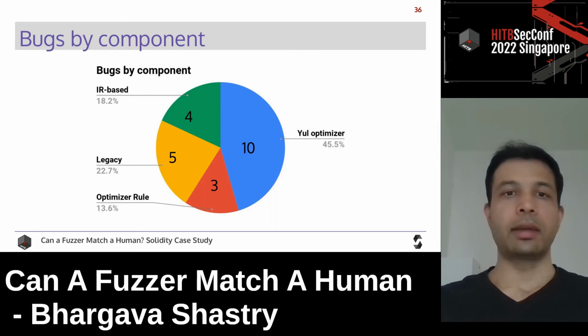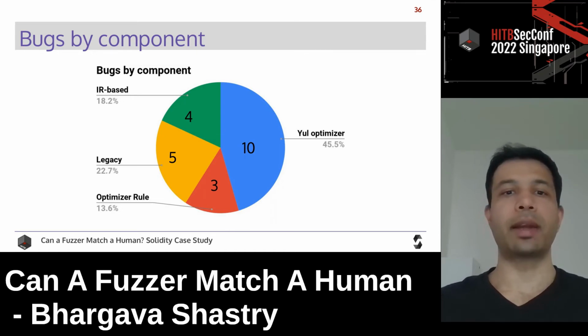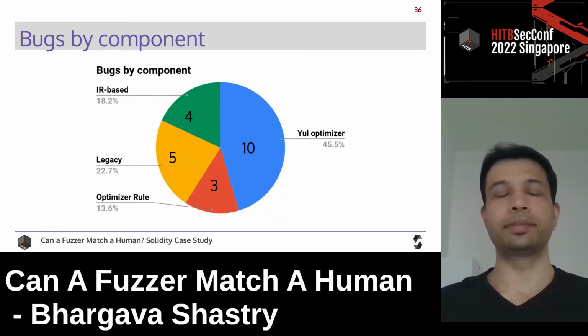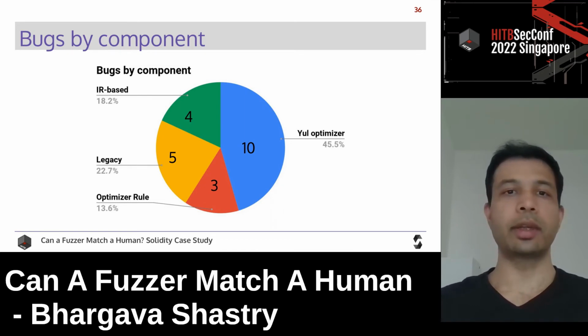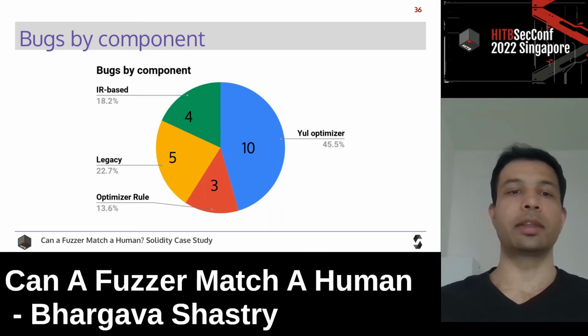The second highest number of bugs were found in the legacy code generator, followed by the new IR-based code generator, which was also marked experimental at the time and hence had little impact on end users, followed by the optimizer rule. Now, the only security critical bugs that had a severity rating had to do with bugs in the optimization rule. That is, when the rule was unsafely applied, that is, sufficient safety checks were not carried out, or the rule itself was wrong.